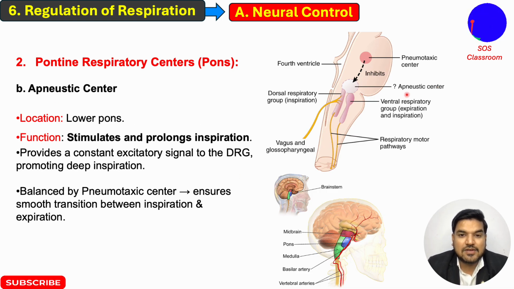Next, what is the function of the apneustic center? The apneustic center is located in the lower portion of the pons, and its function is to stimulate and prolong inspiration. It sends an excitatory signal to the DRG and promotes deep inspiration. Deep inspiration is required mainly during exercise or stress conditions. It is balanced by the pneumotaxic center, which ensures a smooth transition between inspiration and expiration.